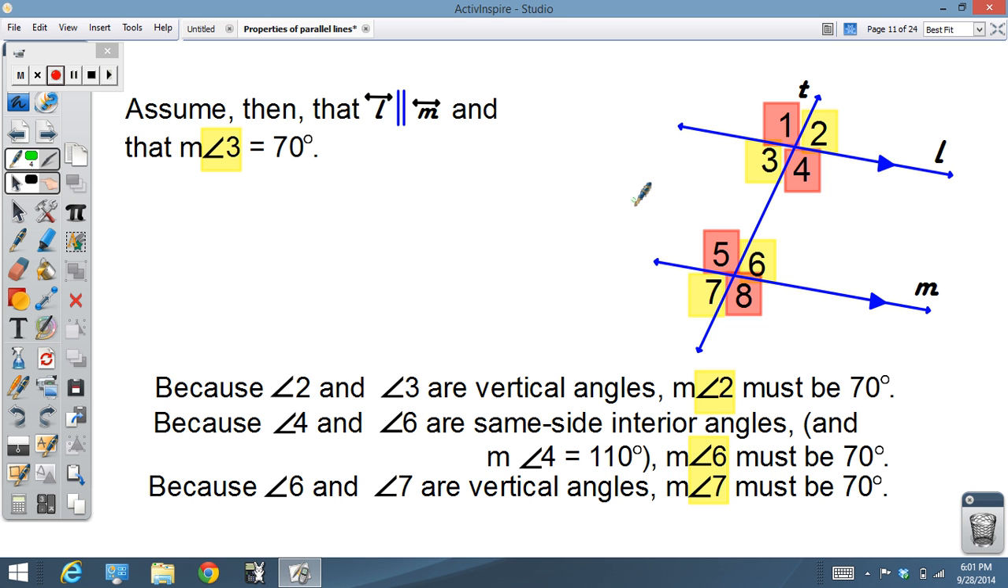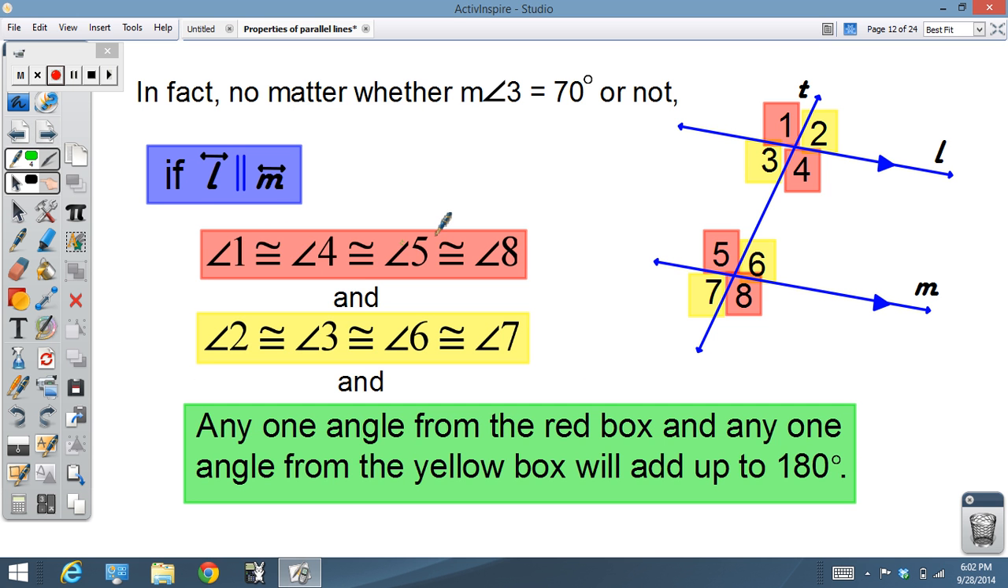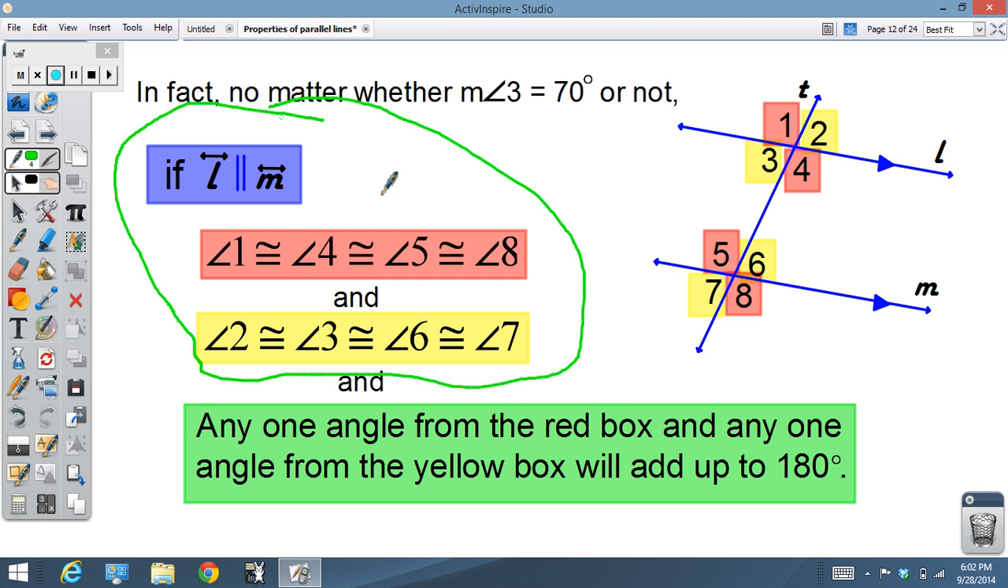So what we have here is one angle, angle 3. If it's 70 degrees, well, 2, 6, and 7 must also be 70 degrees. 1, 4, 5, and 8 must all be 110. Now if 3 is not 70, the same relationship is going to hold no matter what the angle measures are. If L is parallel to M, and this is critically important, then all 4 of those red angles have to be congruent.